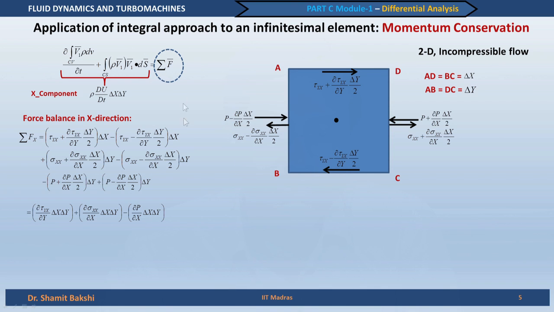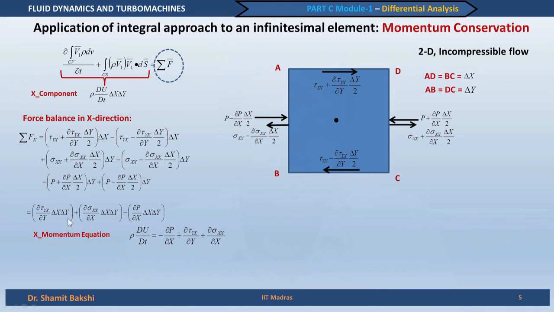If we plug in this value here, what do we get? We get the x momentum equation, where the left hand side is rho Du by Dt and the right hand side is this. Of course, we have cancelled the elemental volume, that is delta x into delta y, from both sides. We are allowed to do that because delta x into delta y is a non-zero quantity. If a non-zero quantity appears on both sides of an equation, we can cancel it. If it is 0, we cannot do that. Being a non-zero quantity, we cancel it and we get the final expression, that is the x momentum equation.